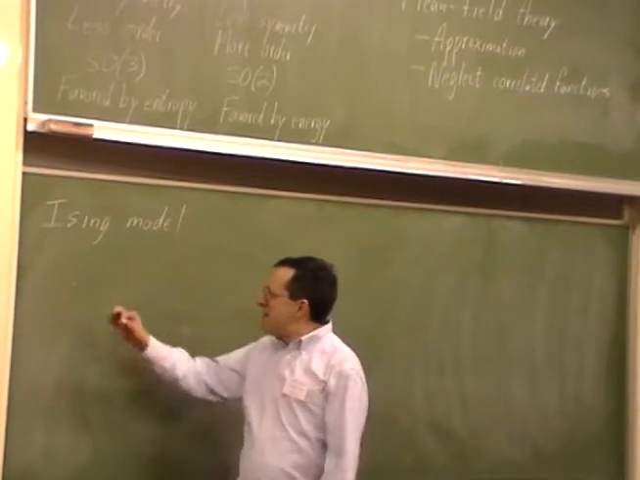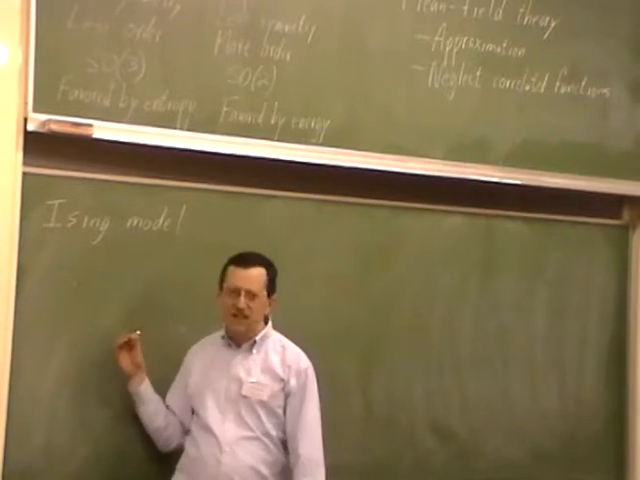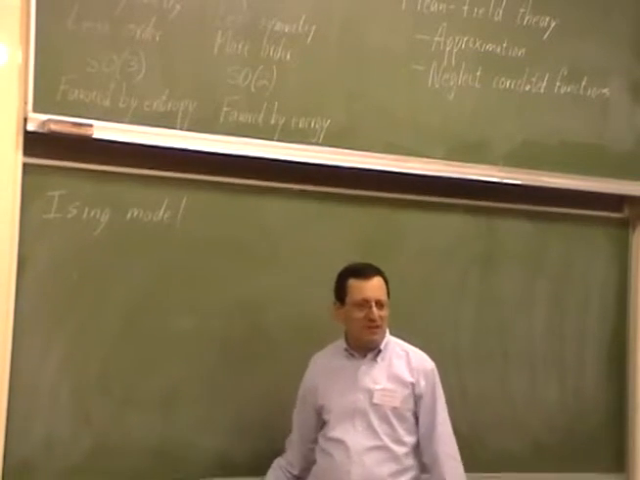Okay, so he pronounced his name Ising, but American physicists consistently mispronounce it as Ising, and you've got an American lecturer here, so take what you get.